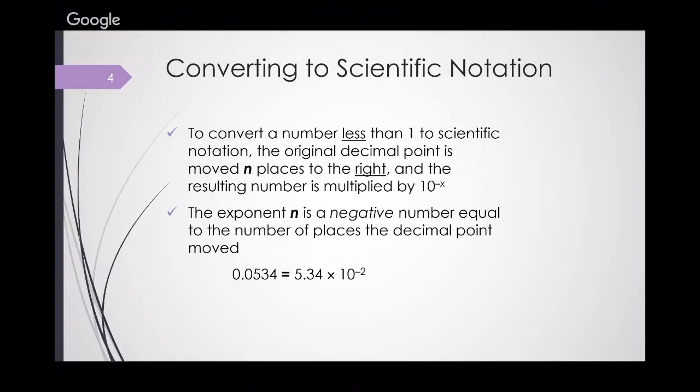If we're going to convert a number less than 1 to scientific notation, then the original decimal point is moved to the right, and the resulting number is multiplied by 10 to the negative x. And our x and our n here actually mean the same thing. We have a small number here because our decimal point starts out at the beginning. We have these leading zeros that don't matter. We're going to move this 1, 2 places. That shows our exponent here as negative 2. And we have our 5.34. We don't add any zeros on at the end because we do not change the number of significant figures.